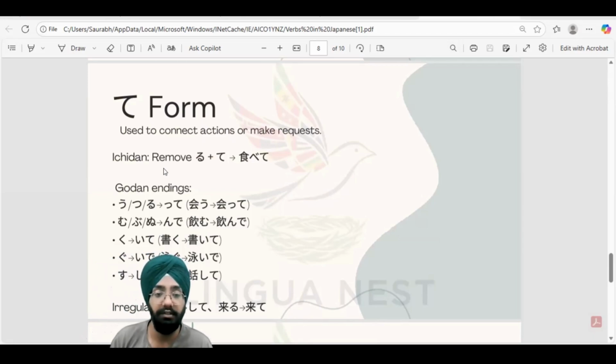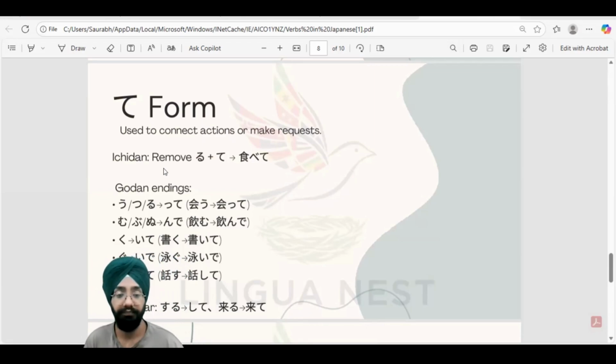And for verbs ending with su, for example, hanasu, we remove the su and add shite. Hanashite. Okay. There are these five groups. Remember all of them, and these groups are conjugated in this way.